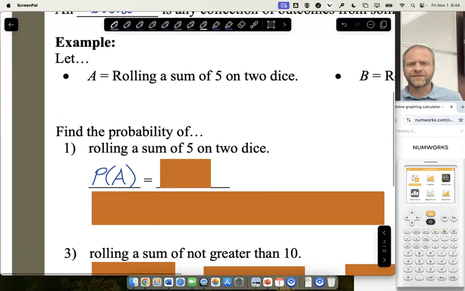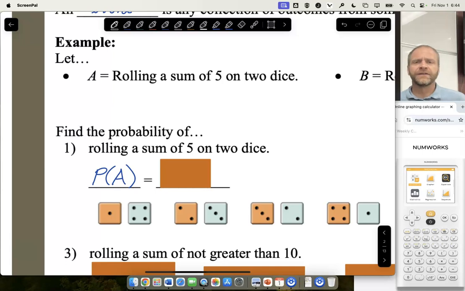And what I can do is, instead of scrolling back and looking at the image, I have an image of it down here. There's only 4 ways to get a sum of 5 with 2 dice: a 1 and a 4, a 2 and a 3, a 3 and a 2, or a 4 and a 1. So the probability is going to be 4 out of 36.